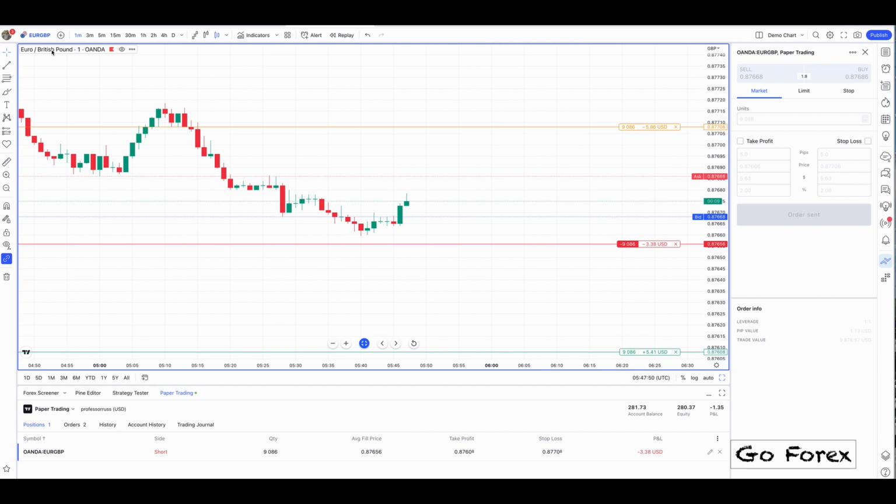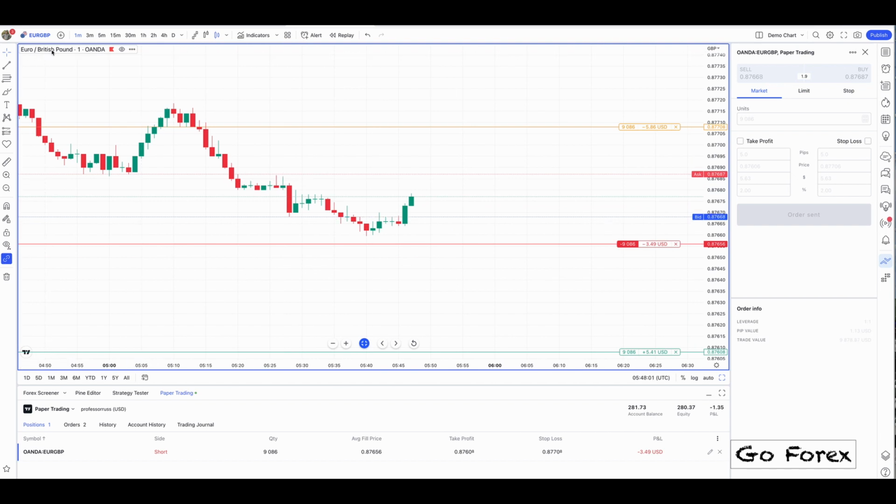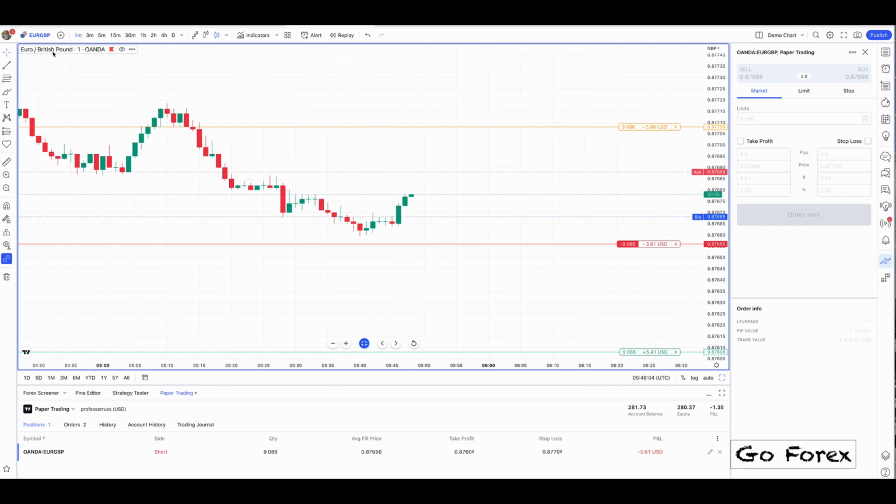Okay, so right now I'm in a sell, which means I think the British pound is going to increase in value and the euro is going to decrease in value. If I did a buy, I would be placing a trade that says the euro is going to increase in value and the British pound is going to decrease in value. So understand that. You're buying euros. If you're selling euros.